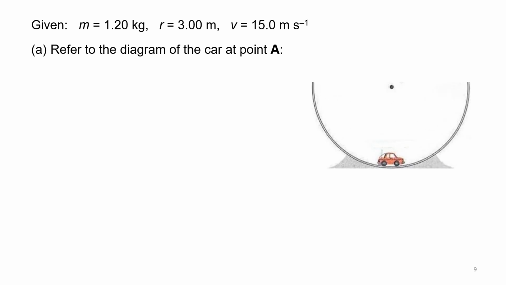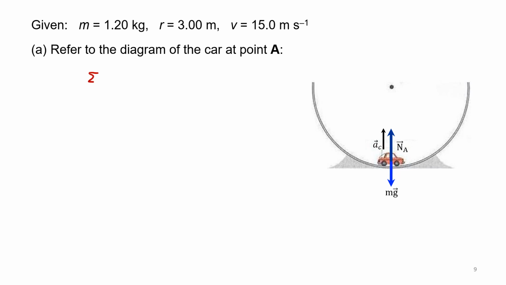So the forces acting on the car are, the first one is the reaction force. Okay, the reaction force is always directed perpendicular to the surface. We label it as NA. And the second force is the weight of the car, which is always directed downwards to the center of the earth, and we label it as mg. And we know that the centripetal acceleration is always directed to the center of the circle. Now we can solve the problem.